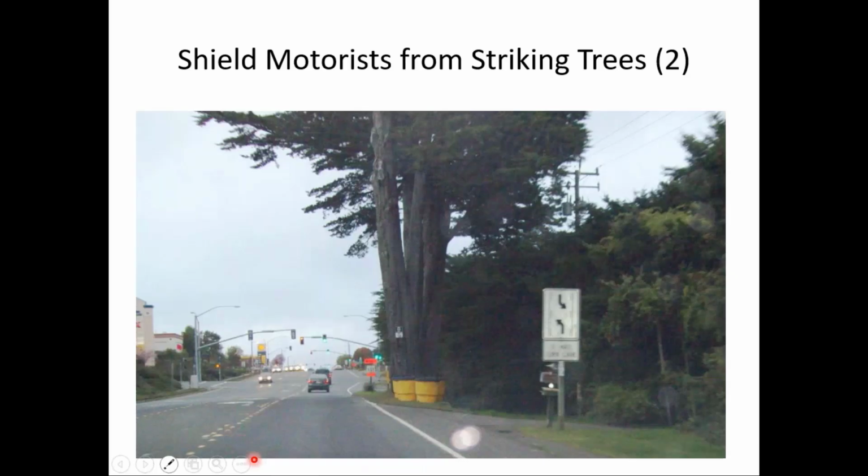Here's another one. I think this is also California. Don't see this often, but I thought this was an interesting approach. Again, a tree, a fairly large tree or grouping of trees close to the road, but notice they're using the sand-filled barrels or impact attenuators in front of the tree. So at least if a motorist runs off the road and heads toward those trees, it should be a survivable crash because of the impact attenuators that are present.